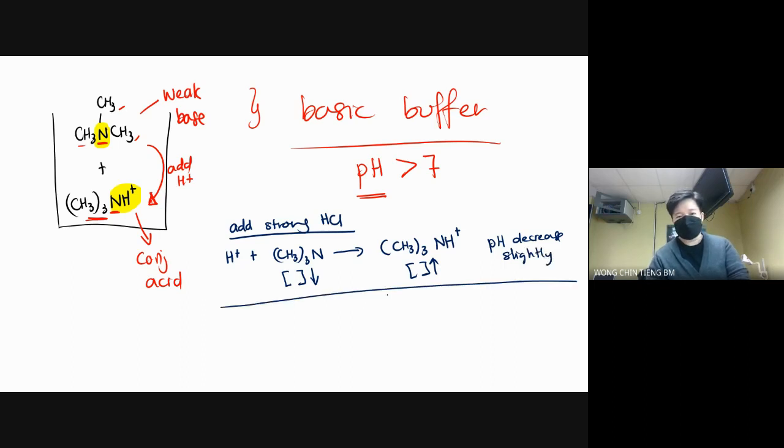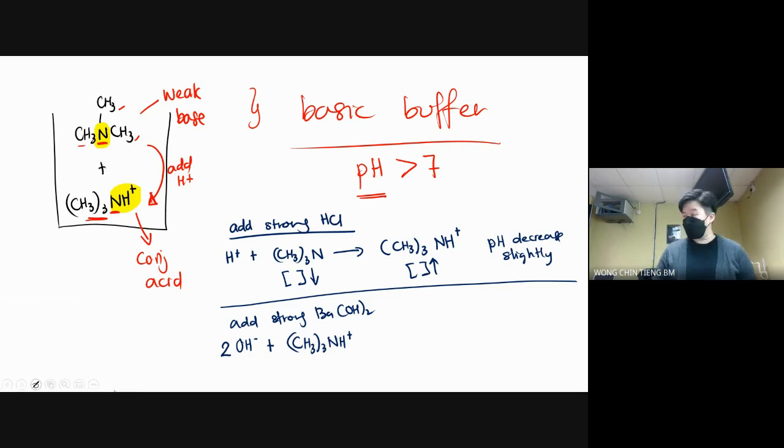Next. Kalau saya ada add in strong base. And let's say base saya hari ni Ba(OH)2. Kalau base saya hari ni Ba(OH)2. OH minus ada berapa sayang? Saya akan react dengan CH3NH3 plus. Berapa biji? 1. 2 OH minus.